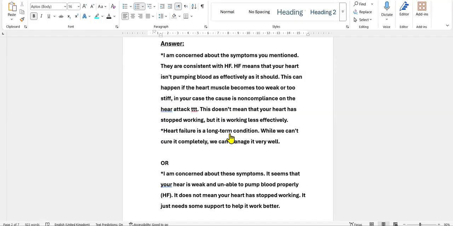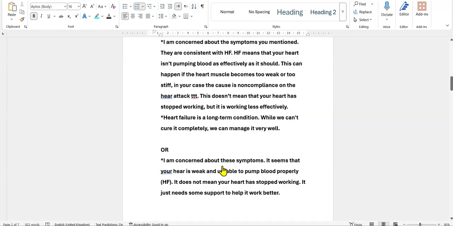So there's a difference between curable and manageable, treatable and manageable. Treatable or curable, this means that this condition can be treated 100%. Manageable means that it is a chronic condition, but it can be managed. All right. Okay. There is another form.